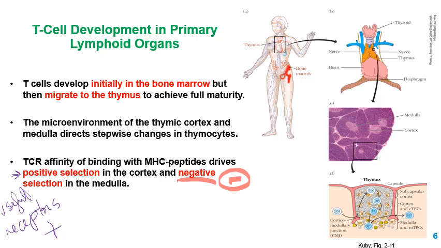Yeah, so for the negative selection, if your T cell receptor attacks self-antigens. Okay? If it's attacking self-antigens, you have to kill it. So that is your negative selection. So then it's like that, kill it.